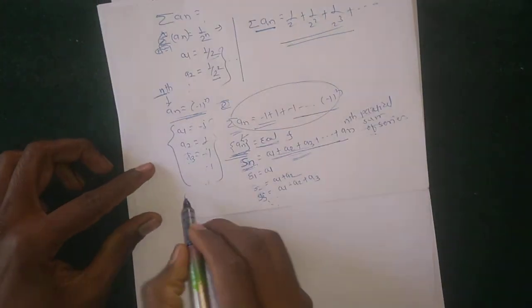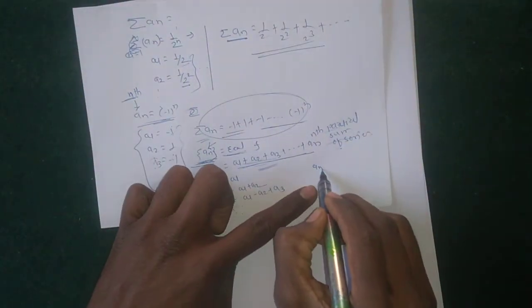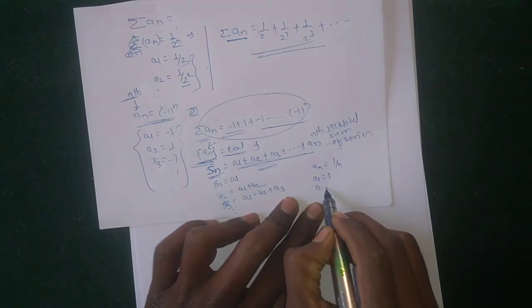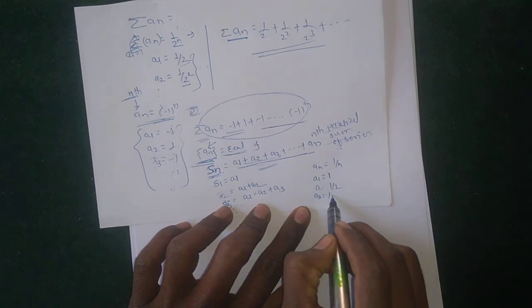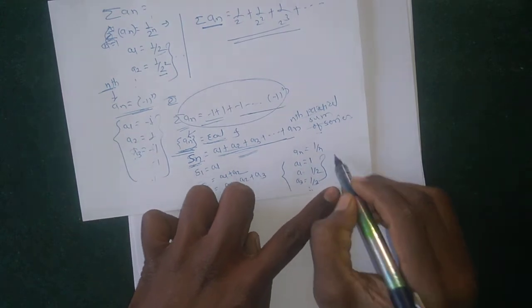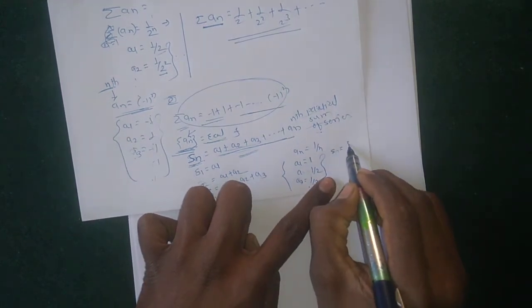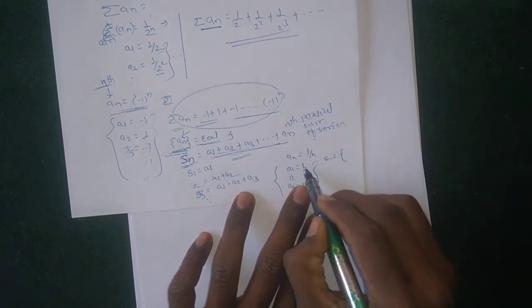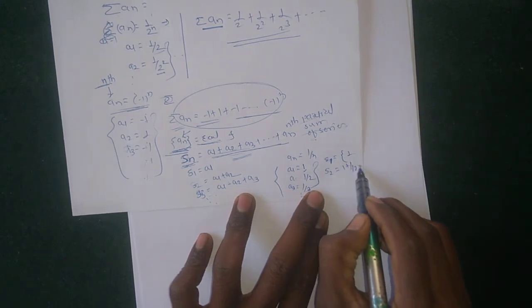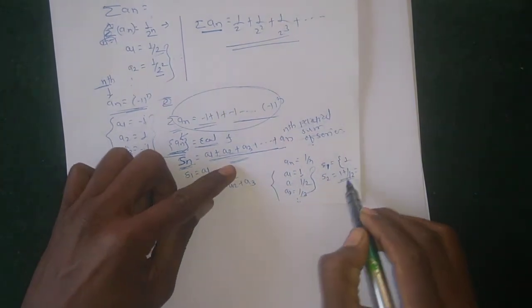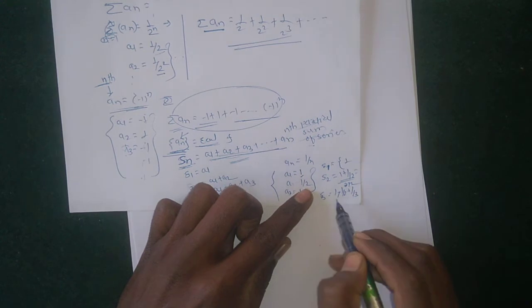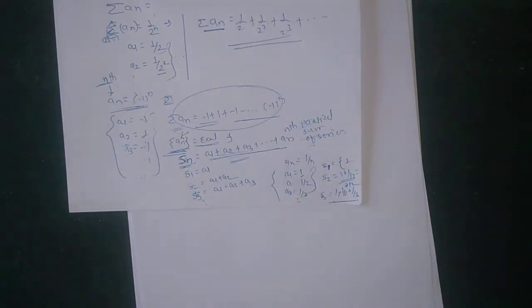Another example: if we take an equal to 1 upon n, then a1 is equal to 1, a2 is equal to 1 by 2, and a3 is equal to 1 by 3. In this way the elements are obtained. This is a sequence, and the nth partial sum is sn. s1 is equal to a1, which is 1, then s2 is equal to 1 plus 1 by 2, whose value is 3 by 2, then s3 is equal to 1 plus 1 by 2 plus 1 by 3. This is called the nth partial sum of the series.